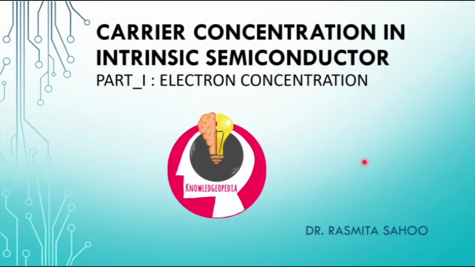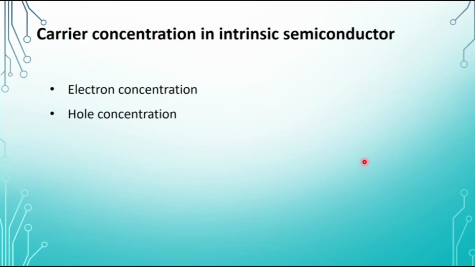Welcome students. Today we'll start our discussion with carrier concentration in intrinsic semiconductor. There are two types of carriers that exist in an intrinsic semiconductor, that is electrons and holes. Today we'll concentrate on deriving the expression for electron concentration. In the next class we'll continue the discussion with hole concentration.